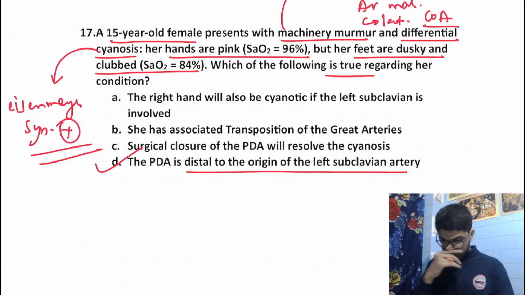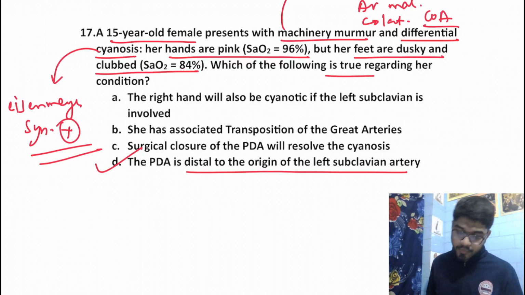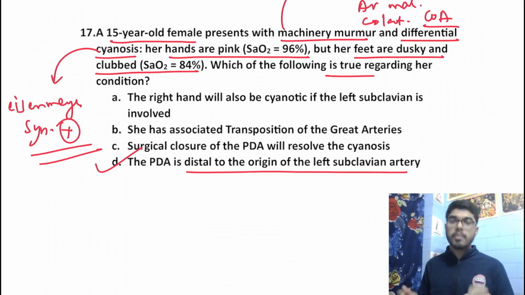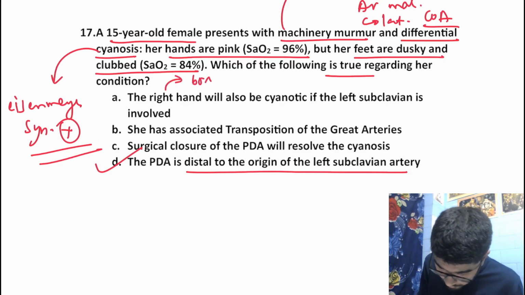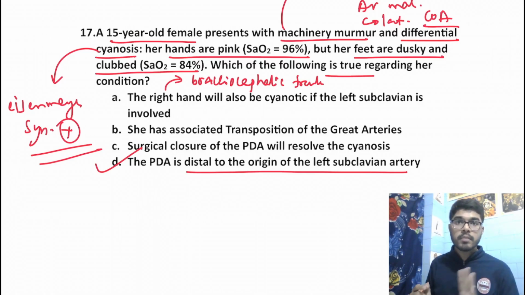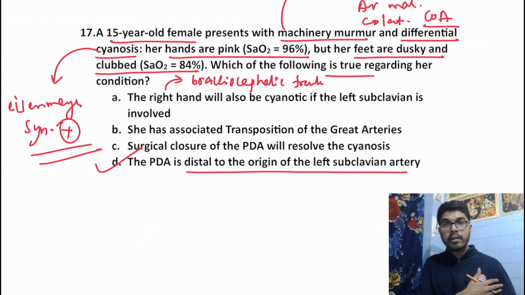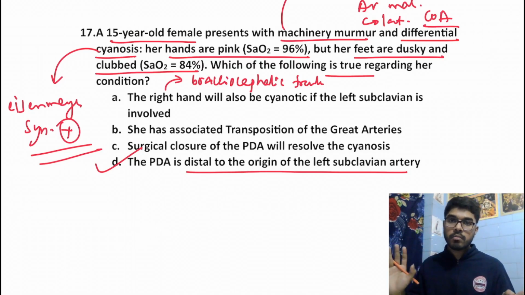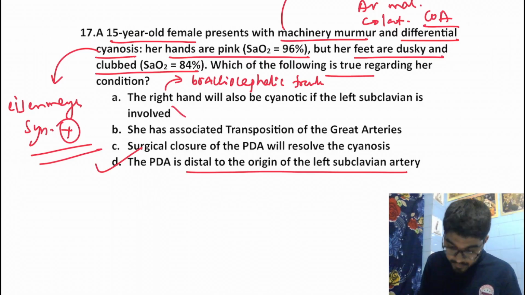Okay. If we look into the other options, the right hand will also be cyanotic if the left subclavian artery is involved. Remember that the right hand is supplied by the brachiocephalic trunk. And the brachiocephalic trunk is proximal to the left subclavian artery. If your left subclavian artery is involved, your left hand will be involved, but your right hand will be normal. Okay. So this is wrong.